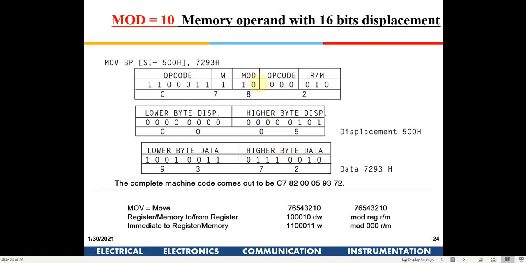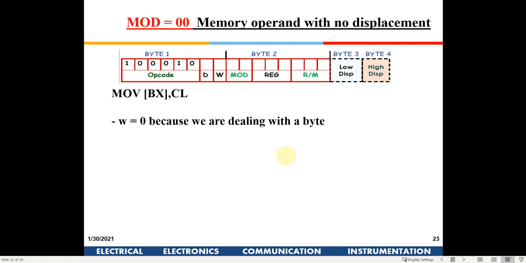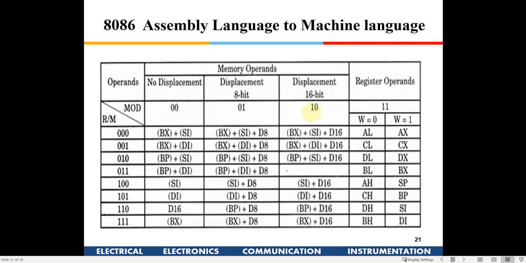If you go to the mod 10 chart, what we are interested in is BX plus SI plus D16, that is, a 16-bit displacement. So first of all, the displacement is 16, so we have to see this particular column. Then we see the possible combinations. The available combination is BX plus SI plus D16, which is what is given in the code, so RM becomes 000.